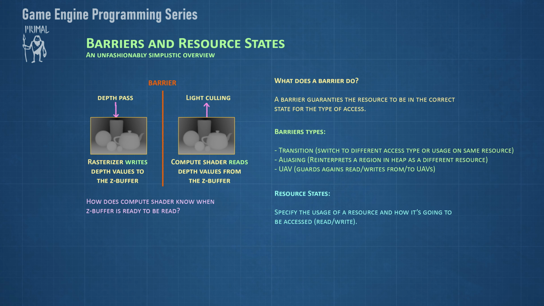There are three types of barriers. The barrier in the former example is a transition barrier, which, as the name indicates, transitions a resource from one state to another.